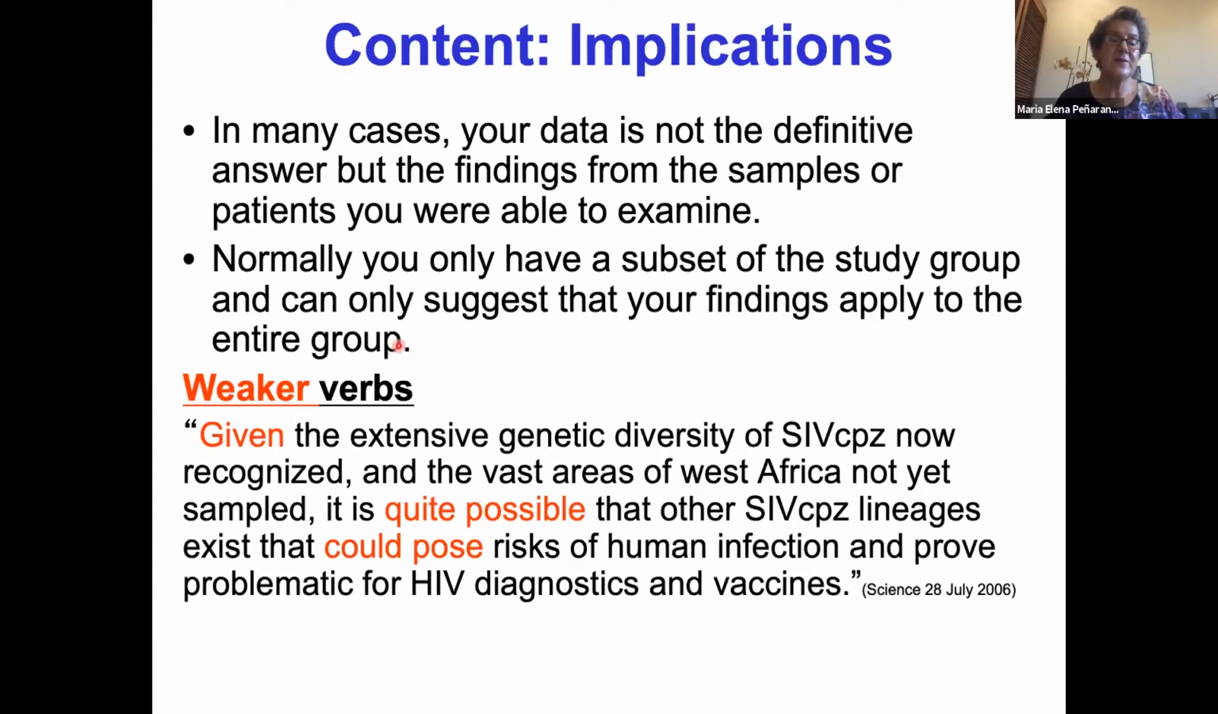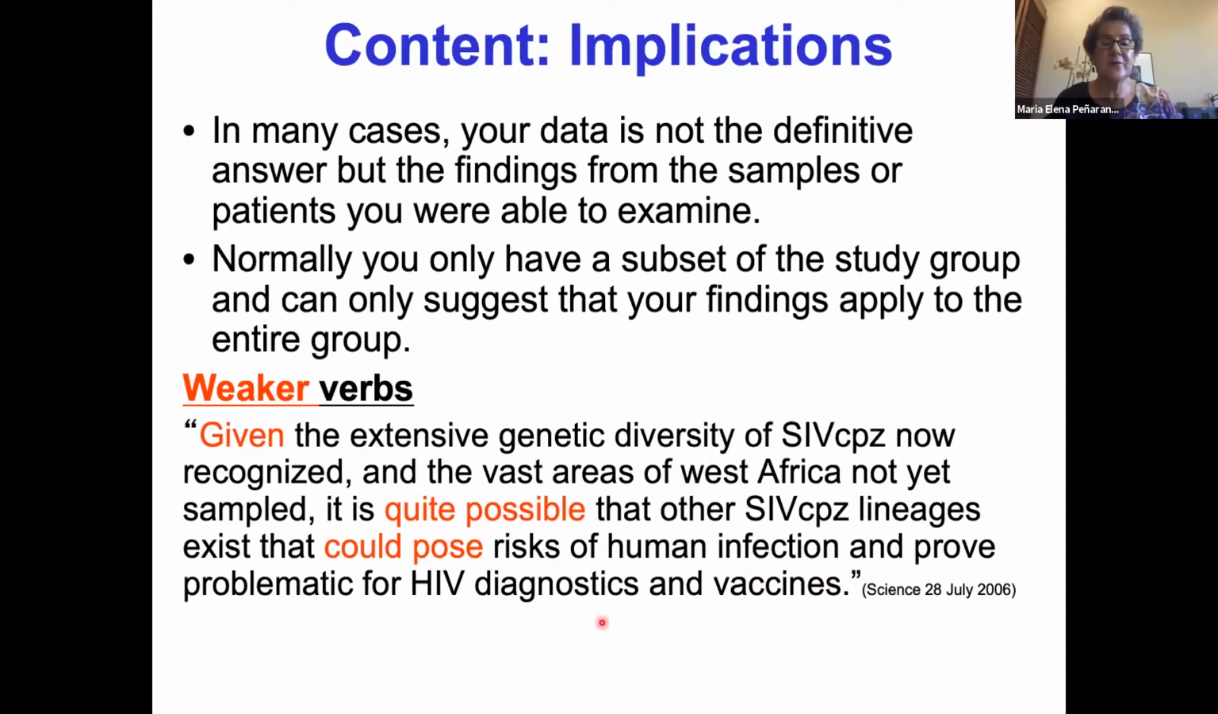So in that case, when you're suggesting something, you use weaker verbs, not 'as we found, definite,' but 'it could be possible.' So, given the extensive genetic diversity of CIV now recognized and the vast area of West Africa not yet sampled, it is quite possible that other lineages exist and could pose risks for human infection and prove problematic for HIV diagnosis and vaccines.